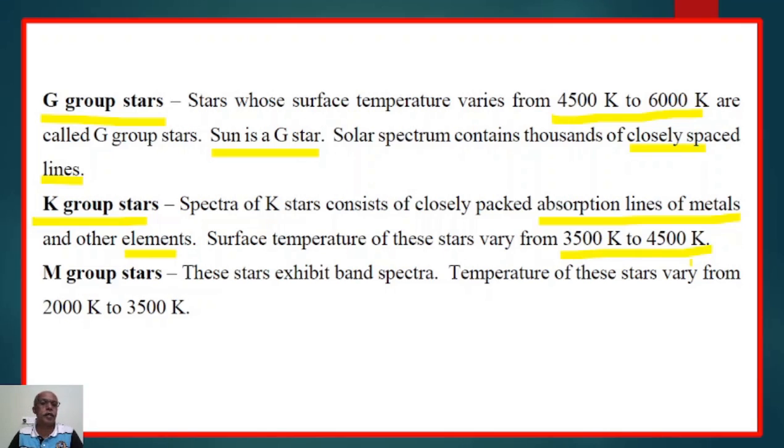And finally, in this classification, we have M group, which are the stars with the lowest temperature in this classification. The temperature of these stars varies from 2,000 to 3,500 Kelvin, whereas the spectra consist of band spectra. These M group stars exhibit the band spectra. This is about the Harvard classification of stars.